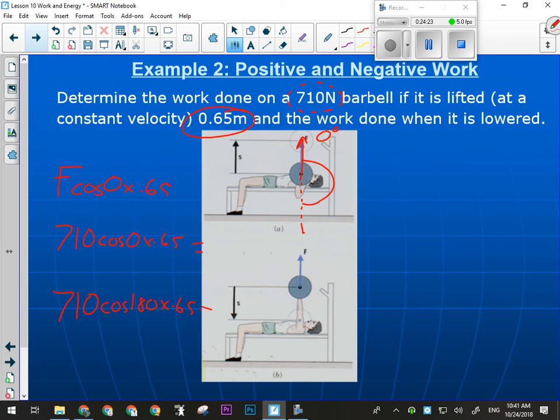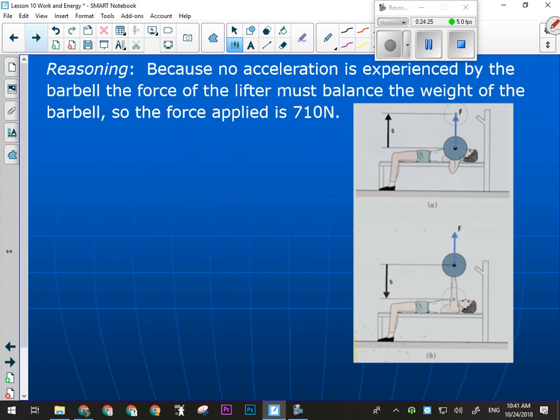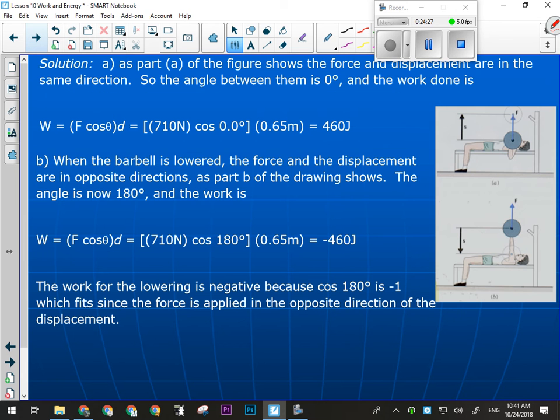Well, in both cases, I get the same number. It's 460 joules to lift it. It's -460 joules when I lower it, because from the barbell's point of view, when I've lowered it, it has lost its energy. So its change in energy when I lower it is negative. Is it doing work on me when I lower it? Yeah, it is. I have to exert that force to lower it back down. I have to absorb it.